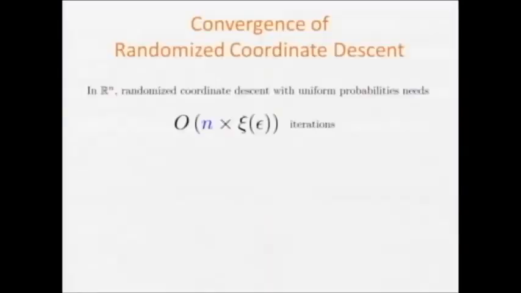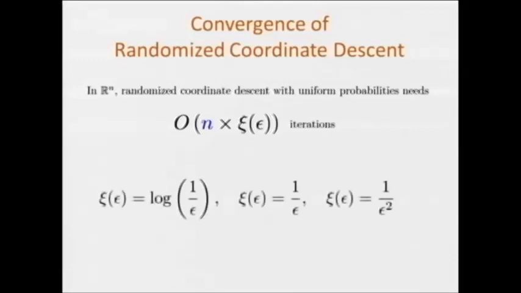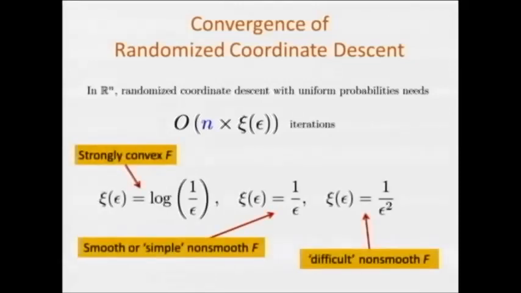So in a nutshell, this is what's going on. If you have randomized coordinate descent with uniform probabilities in n dimensions, this is how many iterations this thing would take. And think of these iterations in the sparse setting as something very cheap, maybe just O(1) iterations, okay? So it's n times some function of epsilon, where this epsilon can be either this, this, or that, depending on whether the problem is easy or hard, and so on.